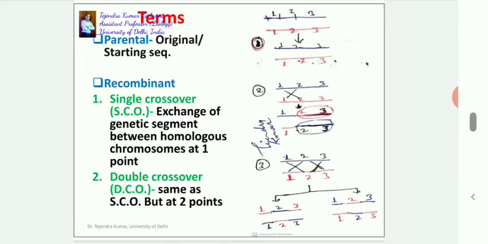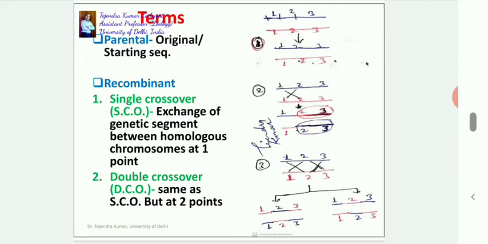So you have to just click on the first sequence which you read in the question, that is, the first one from where all the sequences originated. That first one will be counted as the parental sequence. After that, all the sequences which show crossing over will be counted as recombinant sequences, or recombinants. Recombinants are of two types: one is single crossover, SCO, and another is double crossover, DCO.